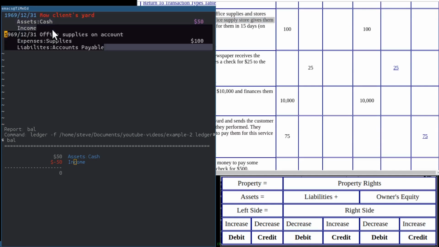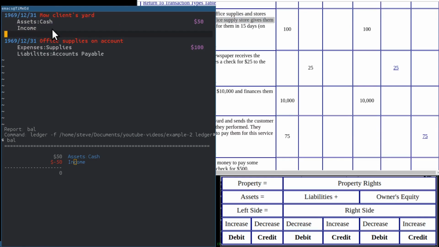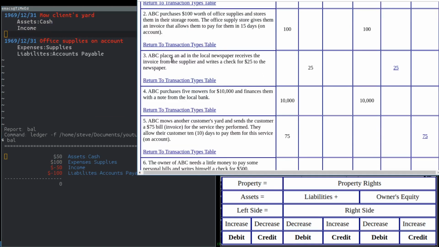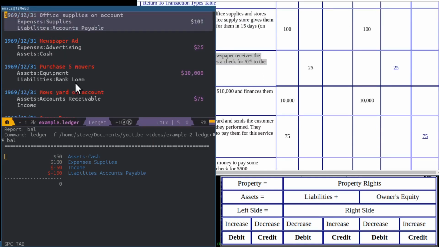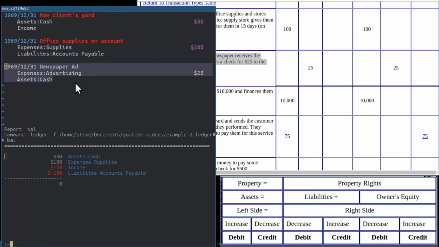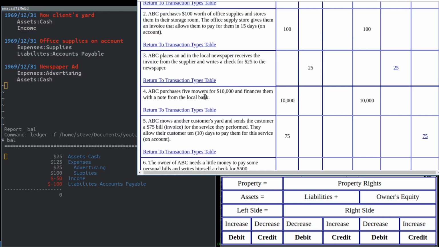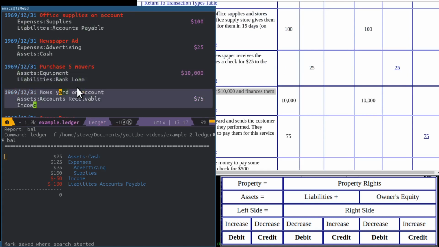Oh, by the way, I'm calling the office supplies an expense, not an asset. I believe the example intended office supplies to be an asset first, and then gets consumed and becomes an expense. Regardless, the end result is that cash goes down and the expense goes up. Newspaper ad. Cash is king. We spent cash, so it goes down. Expense goes up, as just stated.